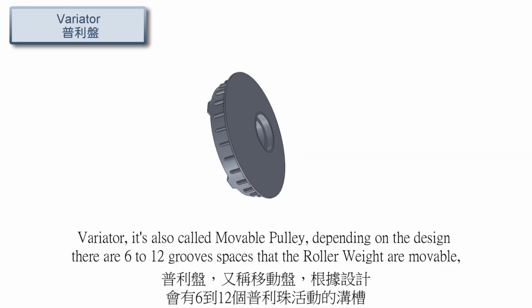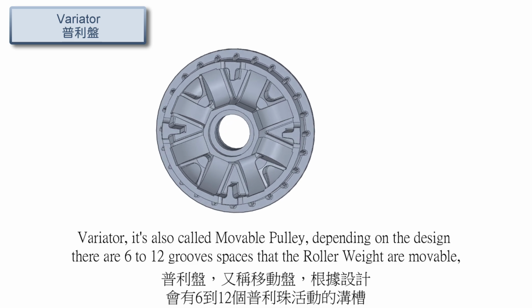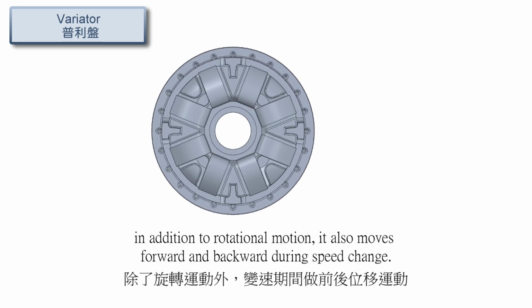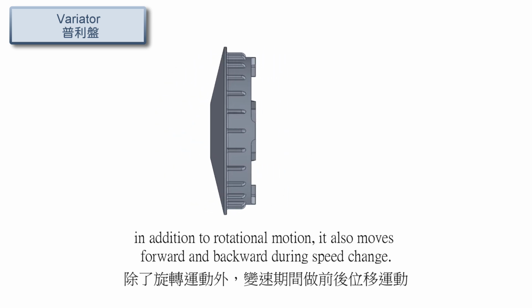The variator is also called the movable pulley. Depending on the design, there are 6 to 12 groove spaces in which the roller weights are movable. In addition to rotational motion, they also move forward and backward during speed change.